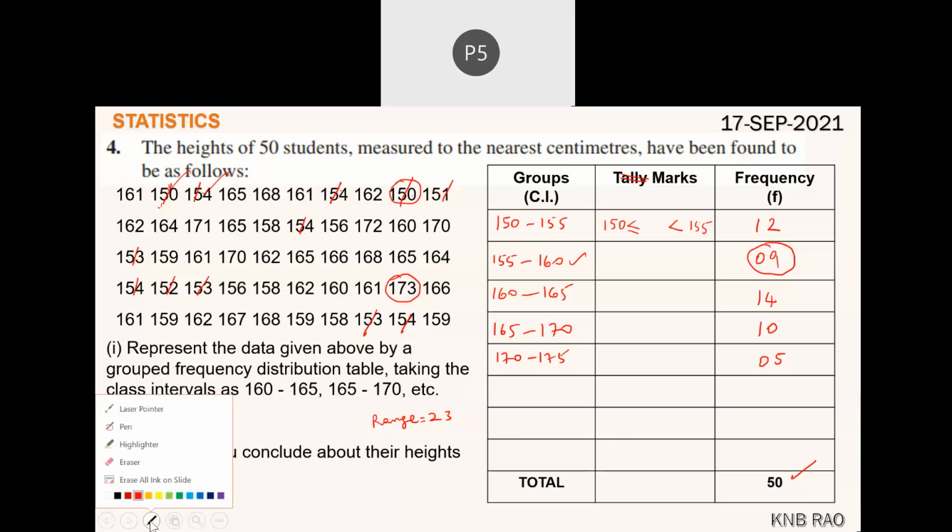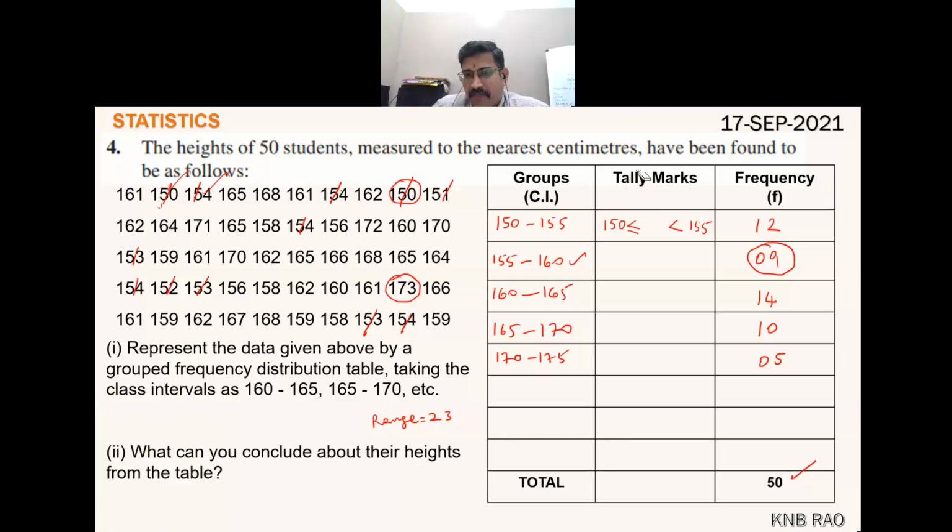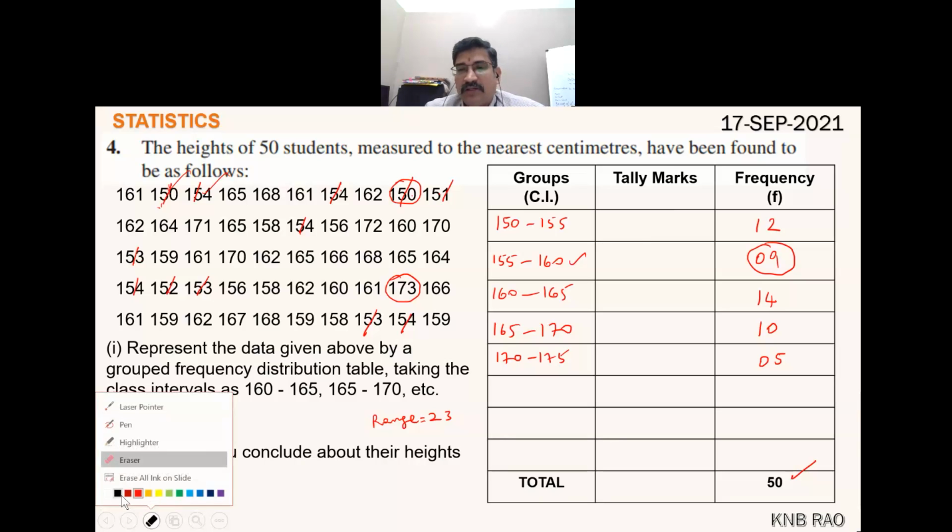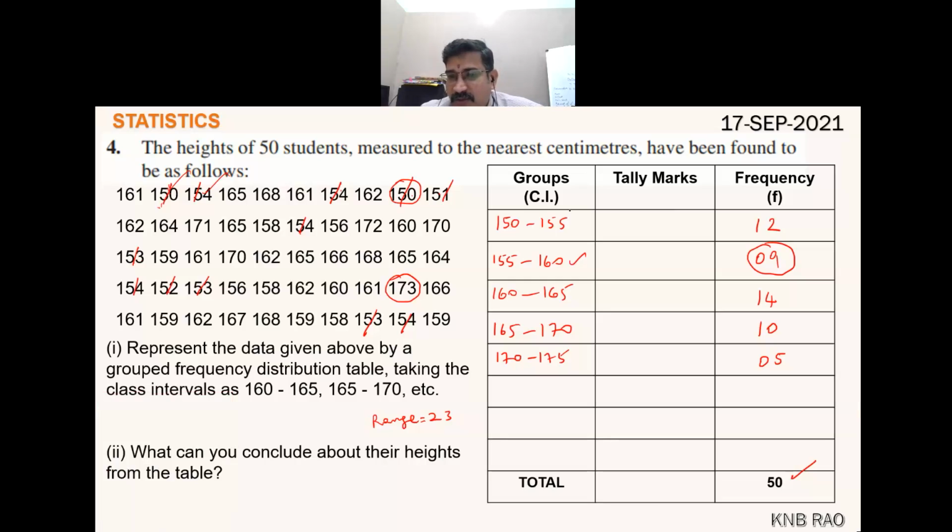Eraser, and I'm erasing here, and let me take black and write, instead of tally, class mark. Now this class mark is represented as x. Now what is the class mark here? Average. Why, sir? 152.5.